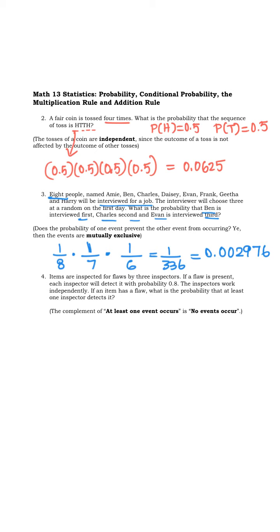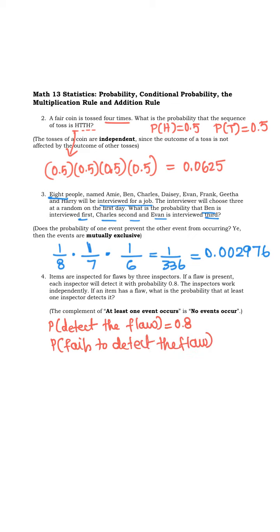In this example, the probability of an inspector detecting the flaw is 0.8. If the inspector fails to detect a flaw, that will be 1 minus 0.8, that means 0.2. So here we are actually using the rule of complement, that is 1 minus P of A.